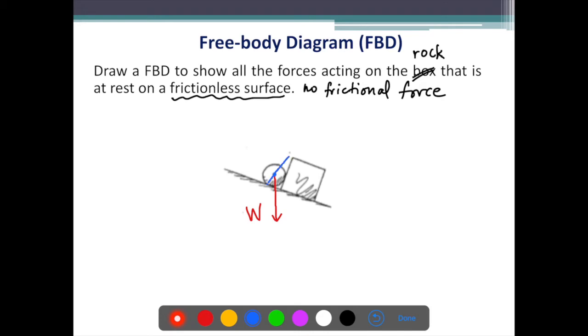Let's make that more perpendicular. Yeah, that's your normal force or perpendicular force. So that should be perpendicular to the surface, angle of 90 degrees relative to the surface. Okay, so you have the normal force, the weight force. Is there any other force that's acting on the rock?